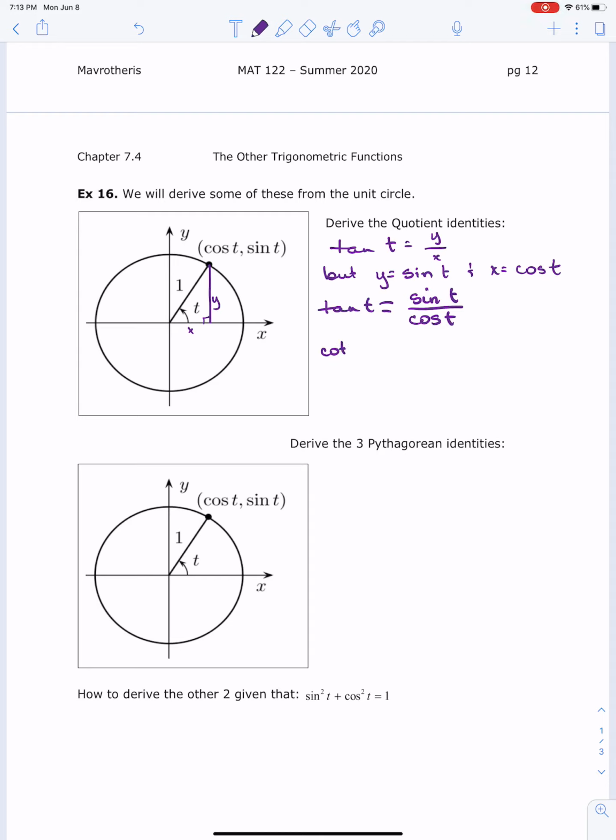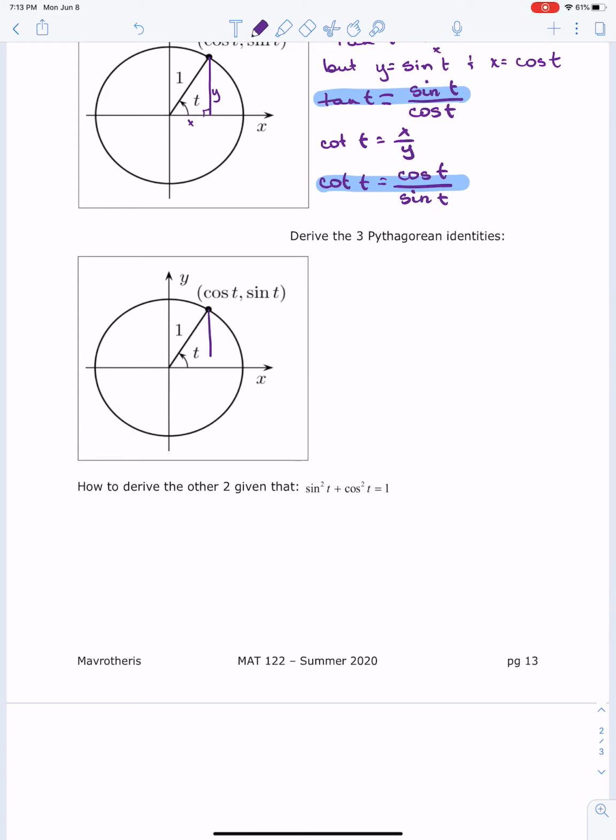Similarly, our cotangent, x over y, means cotangent t can be written as cosine of t over the sine of t. These are our quotient identities. These are the trig functions that can be written as a quotient of two other functions.